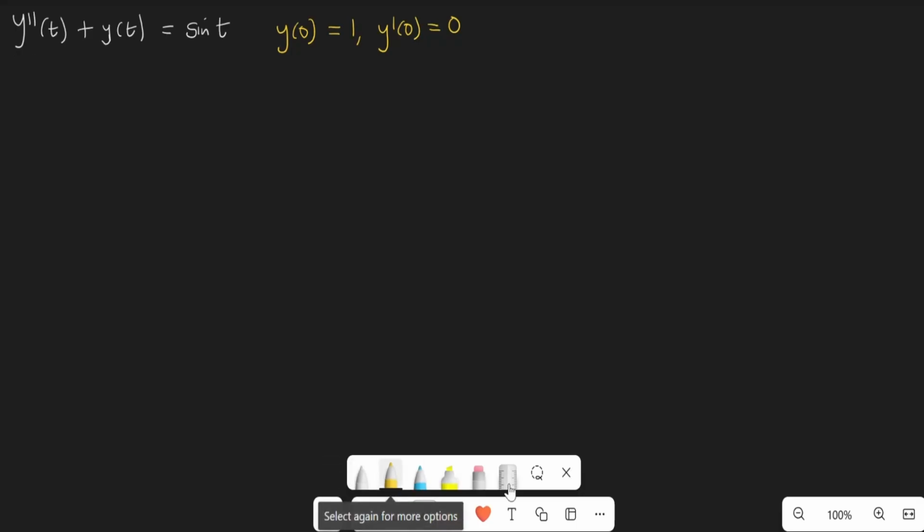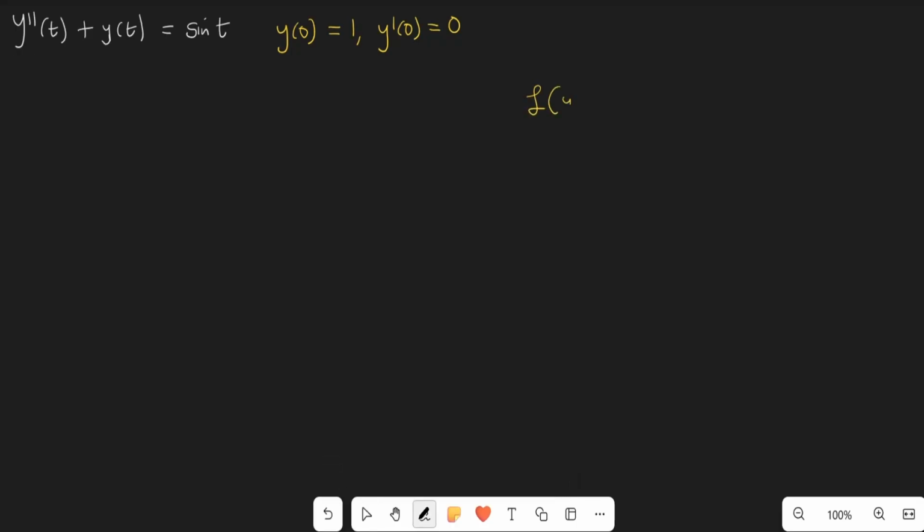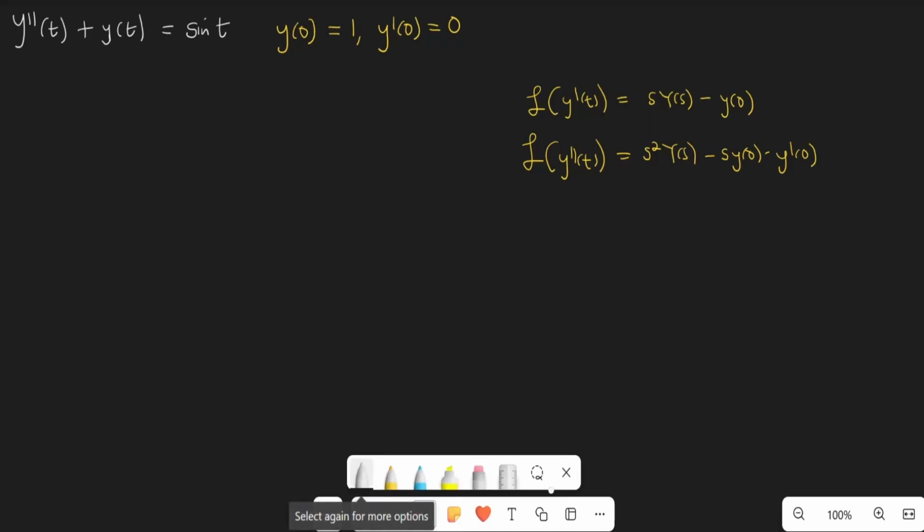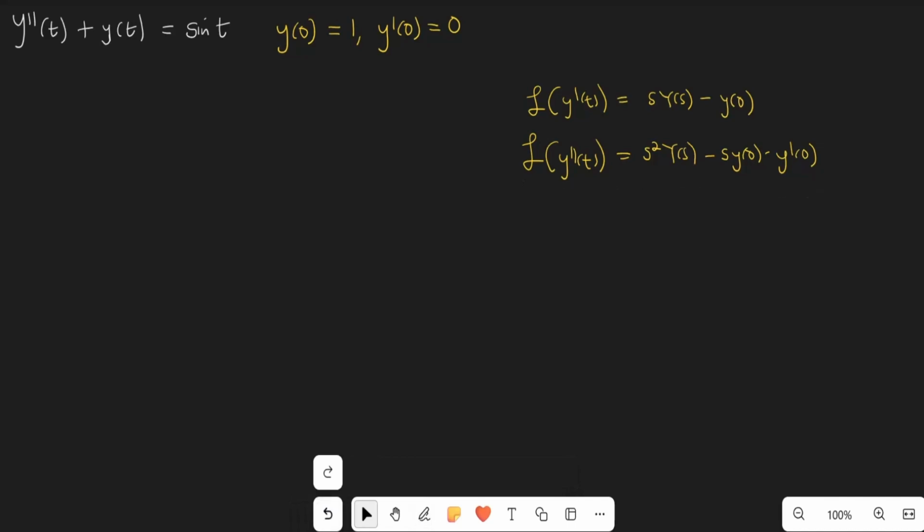The Laplace transform of y prime of t is equal to s multiplied by capital Y of s, which is the Laplace transform of y of t, minus the initial condition. The Laplace transform of the second derivative, y prime prime of t, is s squared multiplied by capital Y of s minus s times y of 0 minus y prime of 0. We derived this in my previous video, so we will now take the Laplace transform on both sides of this differential equation and then apply what we know. Alright, so let's do that.